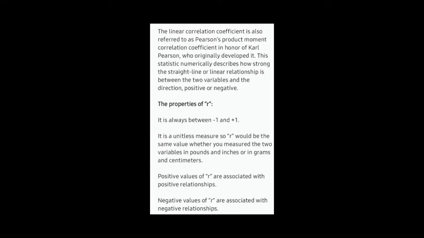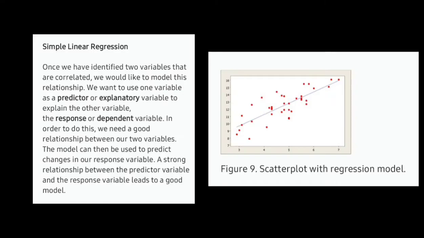The linear correlation coefficient is also referred to as Pearson's product-moment correlation. This statistical number describes how strong the linear relationship of the two variables is, and the direction, may it be positive or negative. Now that we have identified two variables that are correlated, we want to use one variable as a predictor or explanatory variable to explain the other variable, the response or dependent variable.